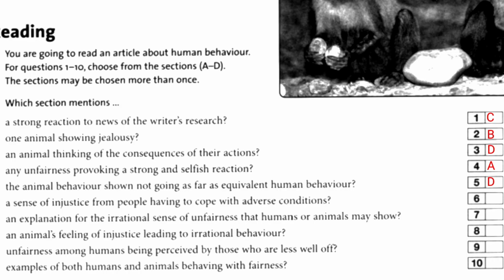Right, so we're past the halfway point. Question 6, which text mentions a sense of injustice from people having to cope with adverse conditions? So I think this is in section A when they talk about how people perceive injustices, right? So it's a sense of injustice from people having to cope with adverse conditions, right? So they feel indignant about having to put up with a negative situation.